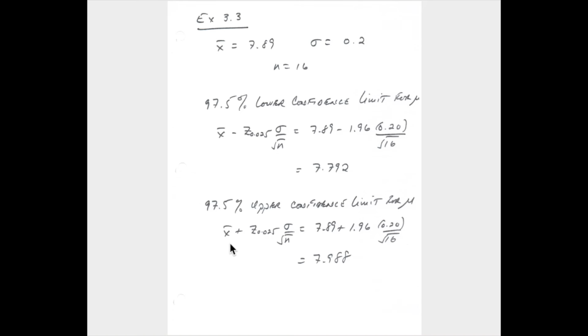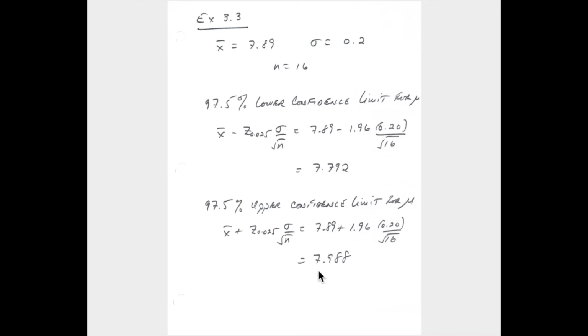Now let's construct a 97.5% upper confidence limit for mu. So the formula for that is x bar plus z sub 0.025 times sigma over the square root of the sample size. So again, the same values, we're just adding instead of subtracting this quantity. So 7.89 plus 1.96 times 0.2 over the square root of 16. And so we get 7.988 ounces.